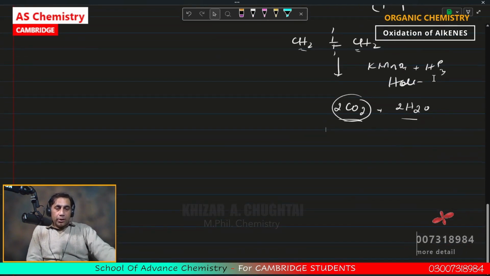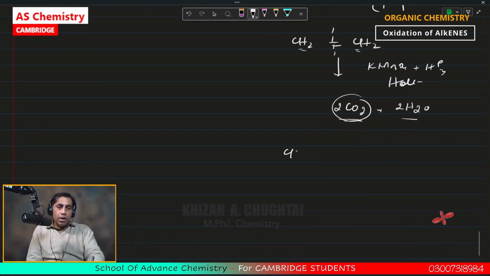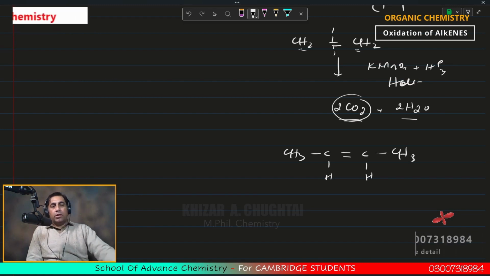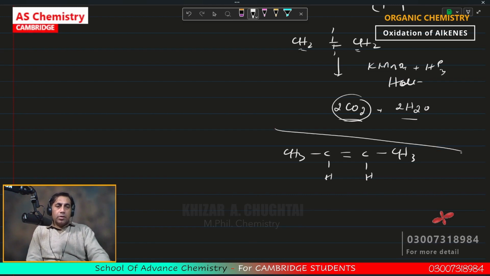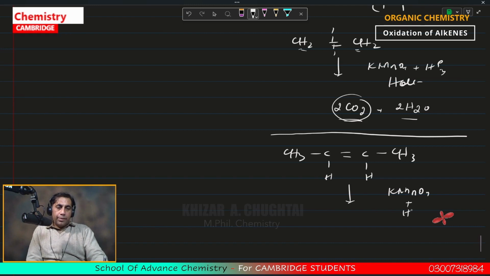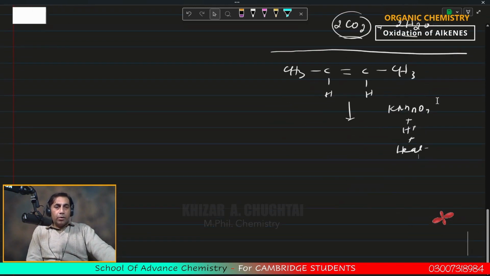Now come towards another question. Let's suppose CH3, CH double bond CH, and CH3. If I'm going to add KMnO4 plus acid plus heat, what will be formed?